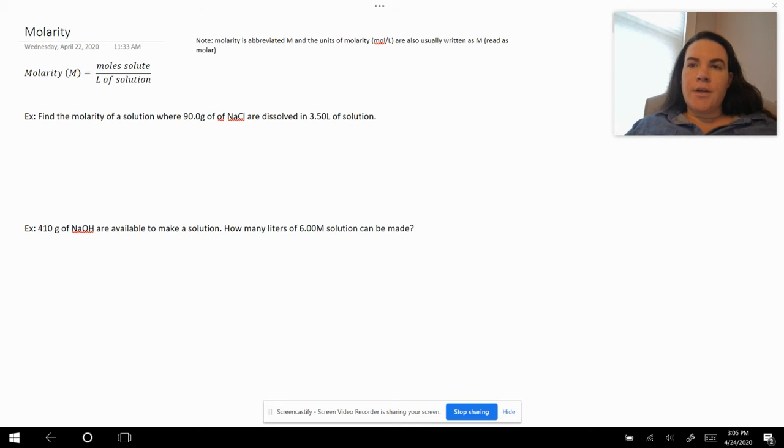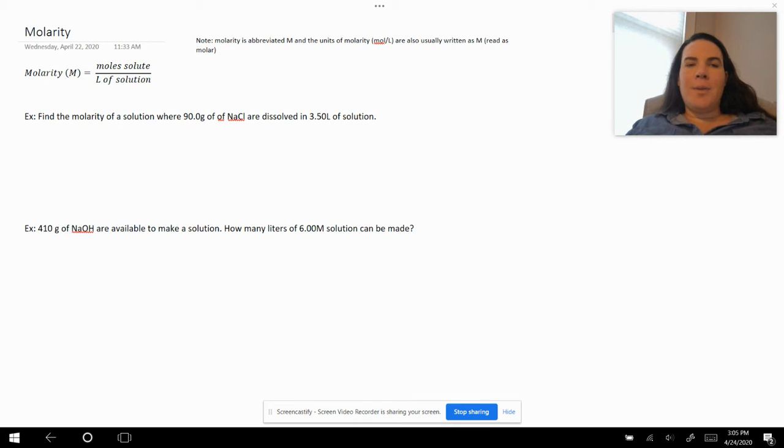So our second unit of concentration is molarity, and this is the one that's more commonly used in chemistry because we love moles, and it allows us to do stoichiometry. So for this one, it's going to be moles of the solute divided by liters of solution.